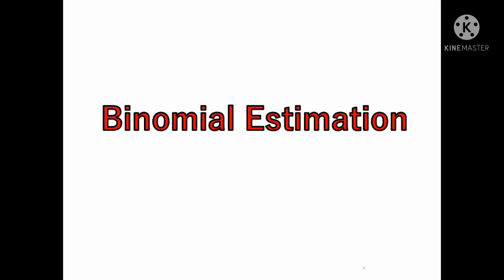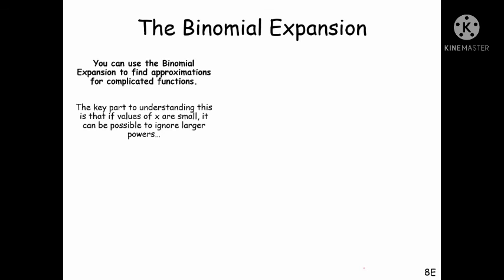The final section is binomial estimation. This is for the AS and the full A level. Okay? The full A level only video will come out after this. This is the last bit that you need if you're just doing the AS. So you can use the binomial expansion to find approximations for more complicated functions. The key part to understanding this is that if the values of x are small, it can be possible to ignore large powers.